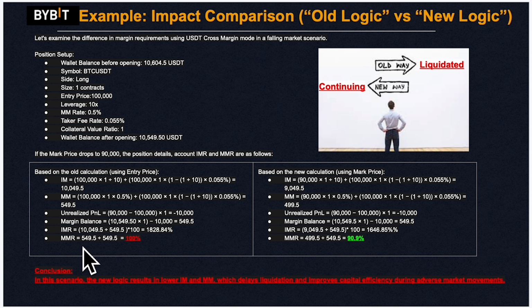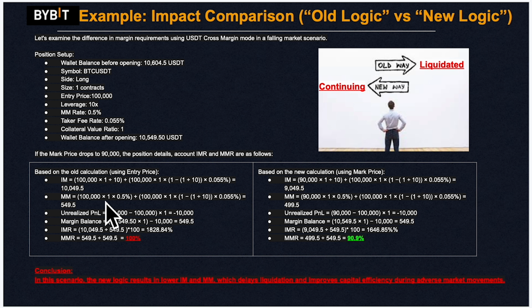And then for you to know your maintenance margin ratio, don't forget I said maintenance margin is what you must have in your wallet so as not to get liquidated. Once your maintenance margin ratio gets to 100%, you get liquidated. So if you want to know whether it is at 100%, you divide your maintenance margin by your margin balance and multiply it by 100. So 549.5 divided by 549.5 is 1. You multiply it by 100, that's 100%. Once you get to 100%, you get liquidated.